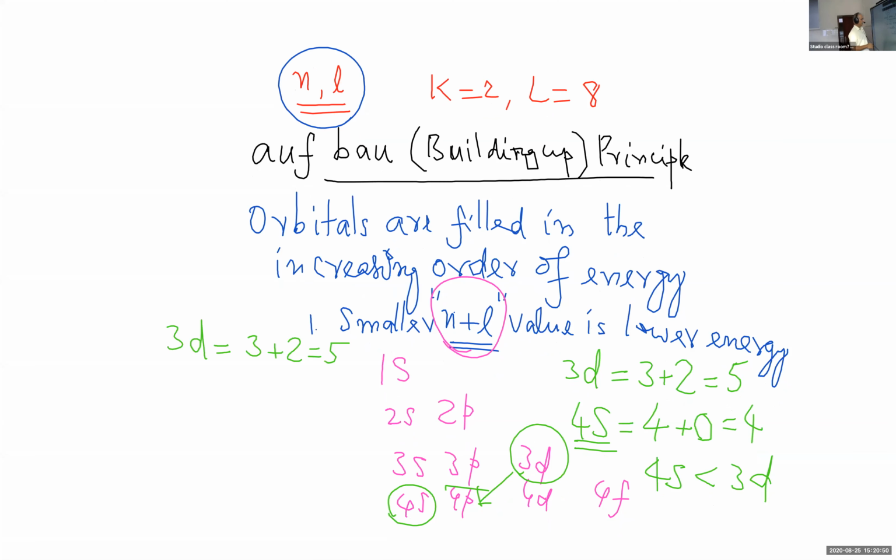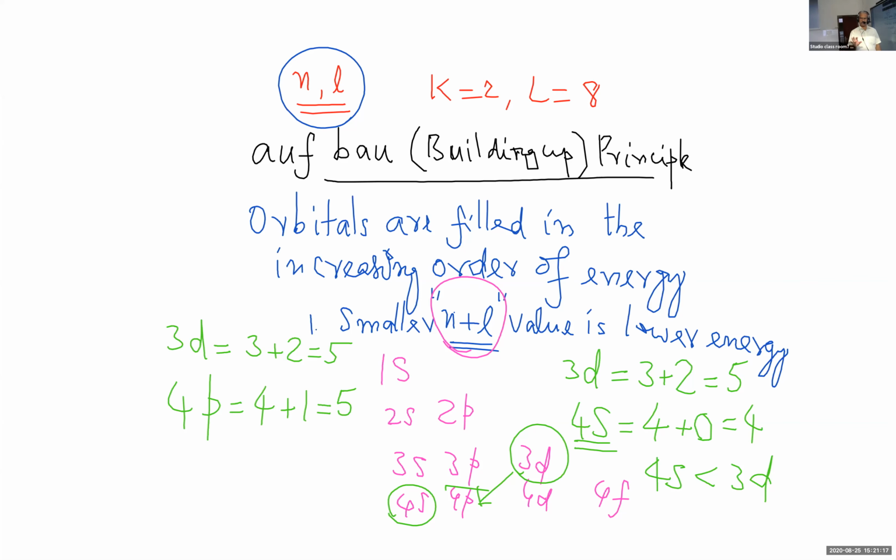N plus L value is equal to 5. We come to 4P. 4P, principal quantum number is equal to 4. P, 0, 1. That is equal to 4 plus 1, 5. So both are having the same value. So what we have to do? In that case, another rule comes.